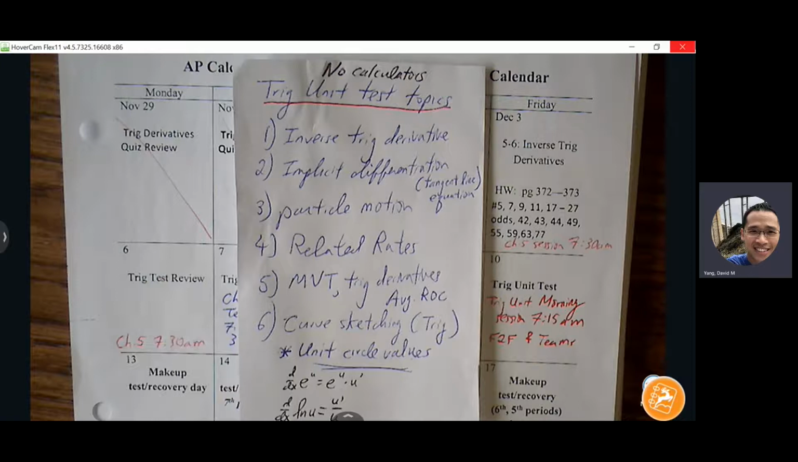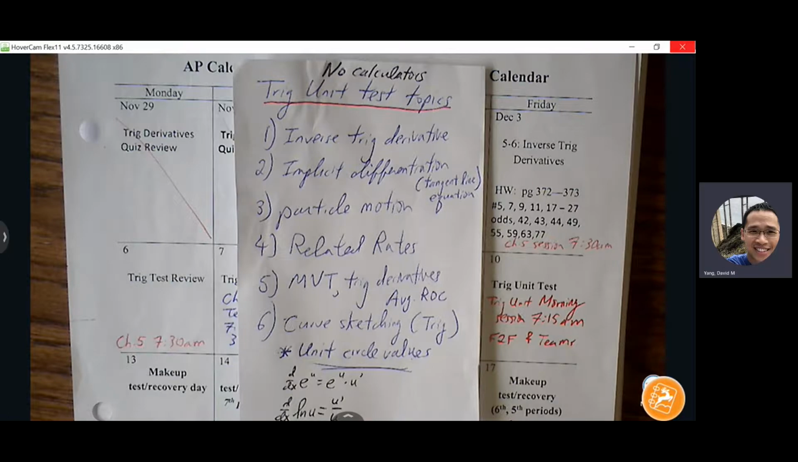Implicit differentiation, we've seen that yesterday, day before. Particle motion, I'll probably do one of those problems tomorrow. Related rates, we'll do one today. Mean value theorem, trig, derivatives, average rate of change. We did that on the first day. I'll go back and redo that problem again with you. We'll do curve sketching today, and we'll do curve sketching tomorrow. So each day I want us to get that practice in with curve sketching.